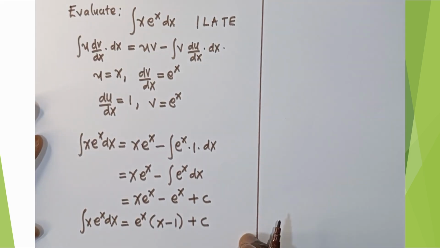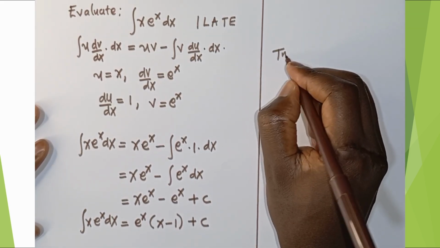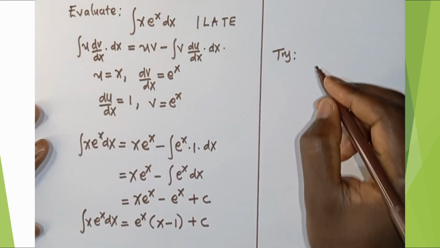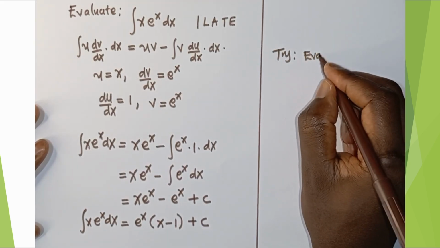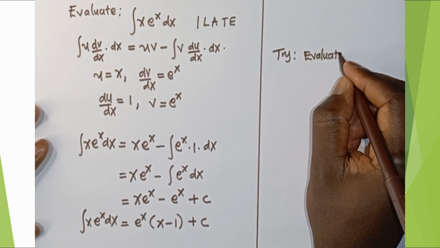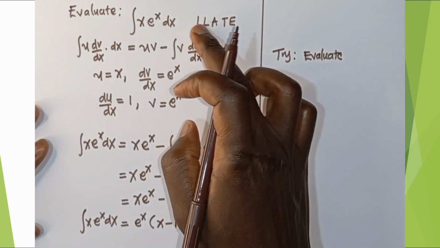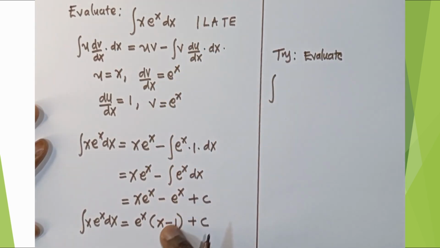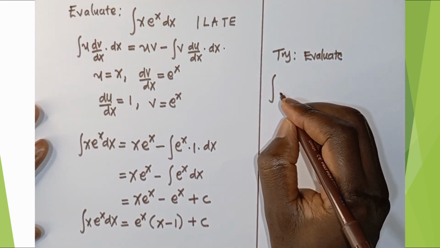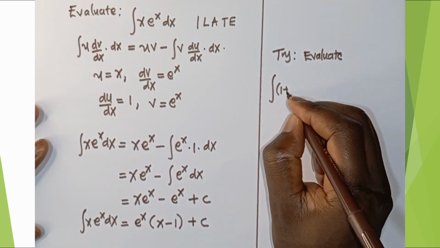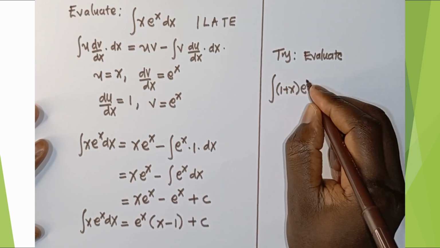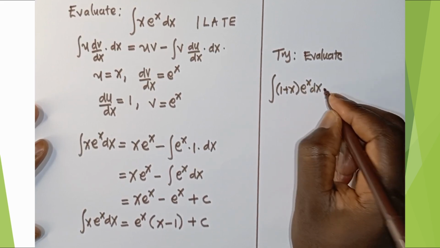Now, what are you going to try out? Your trial question says evaluate the integral. After understanding the way one is done, it is easy for the other one. So yours is the integral of (1 plus x) e to the x dx.